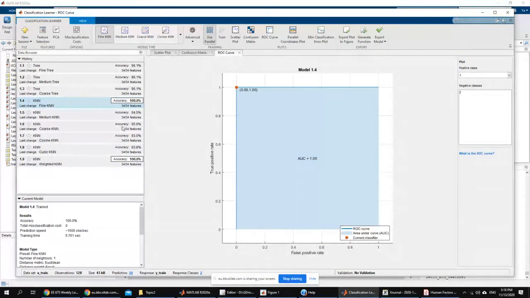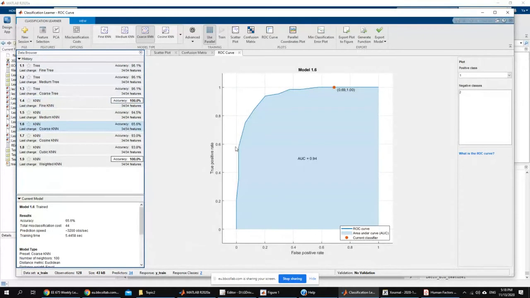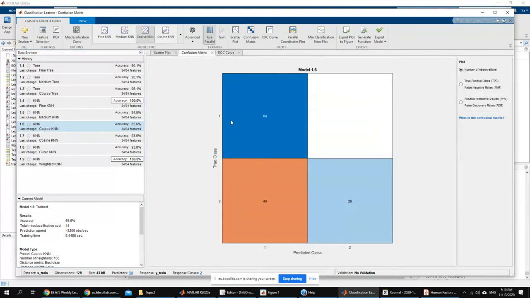Let's compare that to one that didn't perform that well. This is another KNN, but a different type. See, the ROC curve is not touching there. The area under the curve here is 0.94. It's not 1, so it's worse than the one that had 100%. Let's look at the confusion matrix. Whenever you click here, if this one is highlighted, all the figures will be for this one right there.